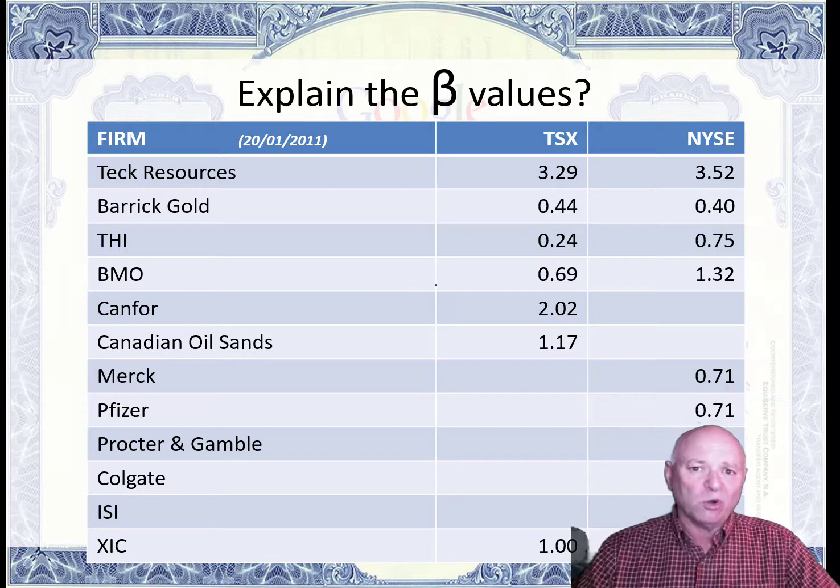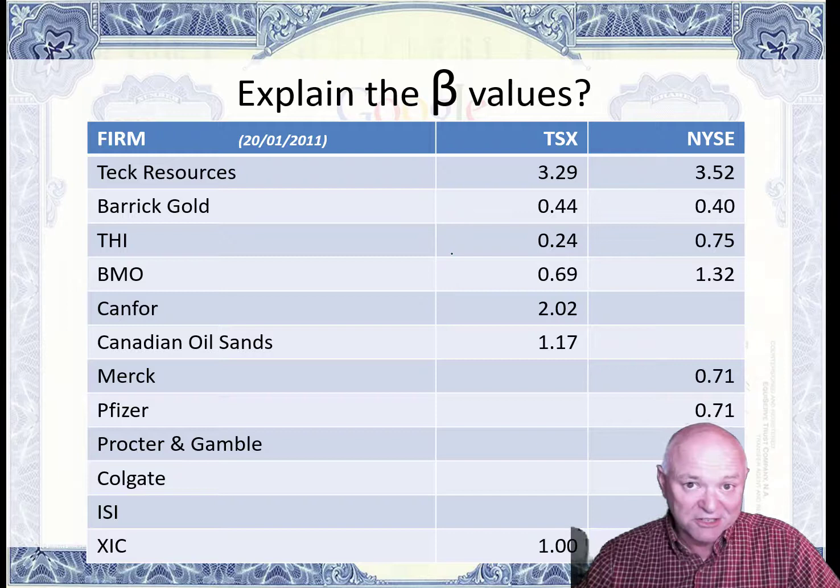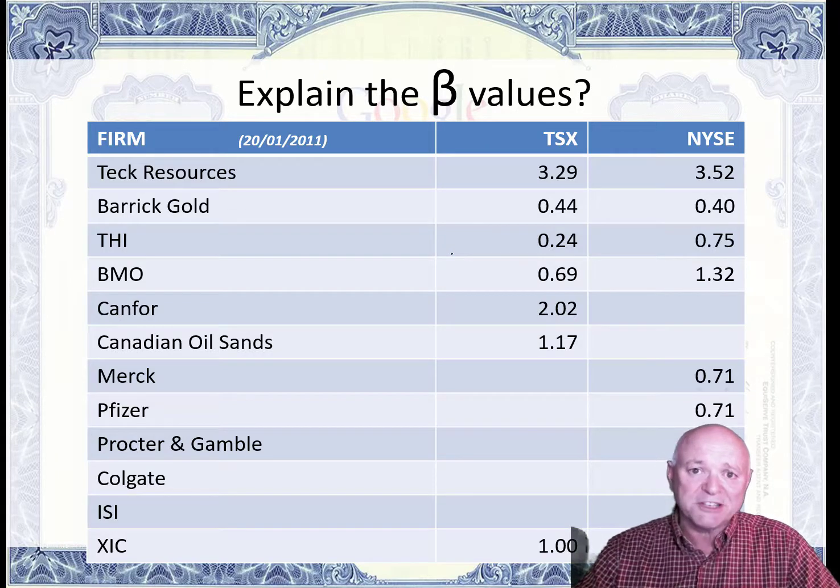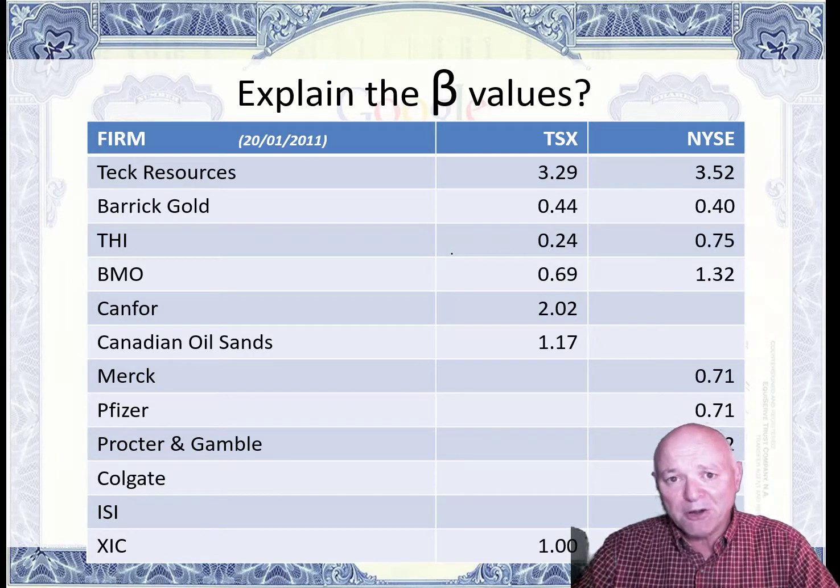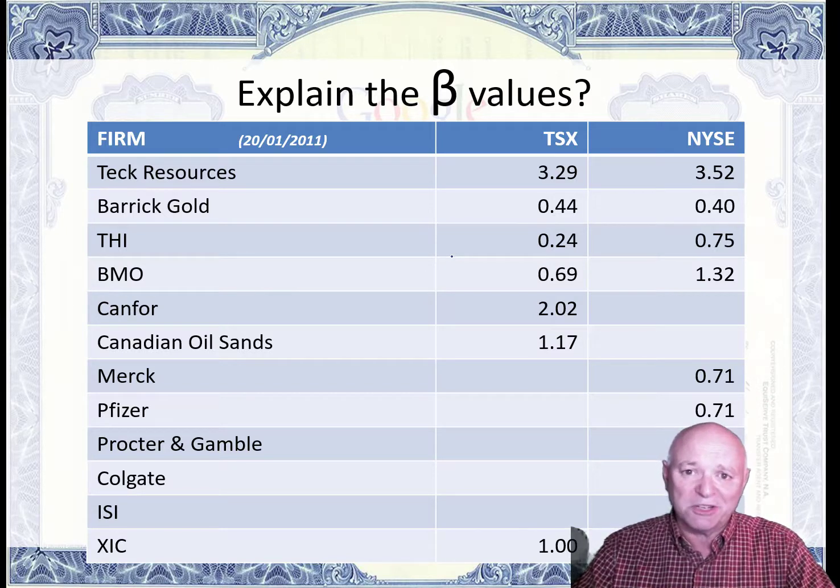Another company, like gold mining company Barrick, you'd think could be volatile, and it is. Gold and gold prices are volatile, but Barrick has a different source of volatility than the index. So its volatility does not correlate well with the index.